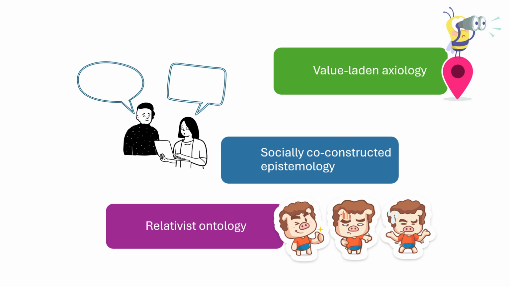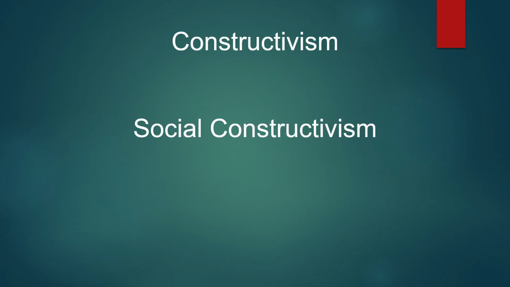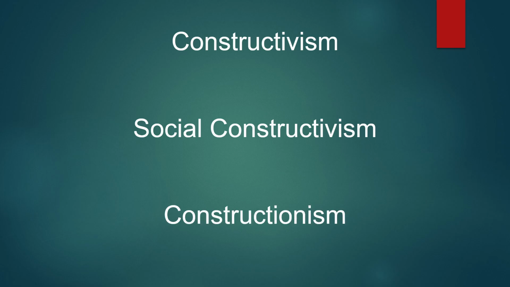Now that we have a general understanding of the paradigm, it is important to acknowledge that there is some confusion in the literature terminology, which can cause people a lot of trouble when deciding which paradigm they want to use. First, as you read through research, you will frequently find that authors use constructivism, social constructivism, and constructionism as if they are synonyms, but you have to remember that they are not the same.